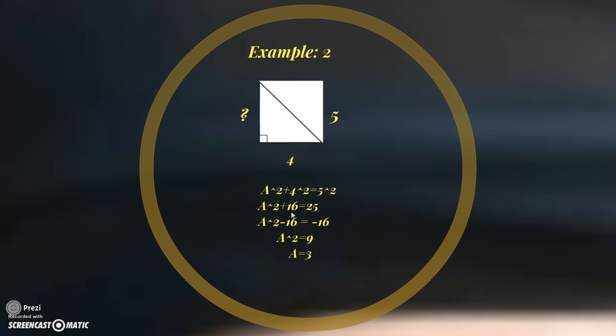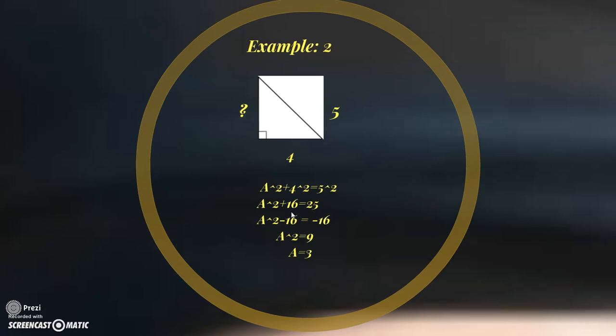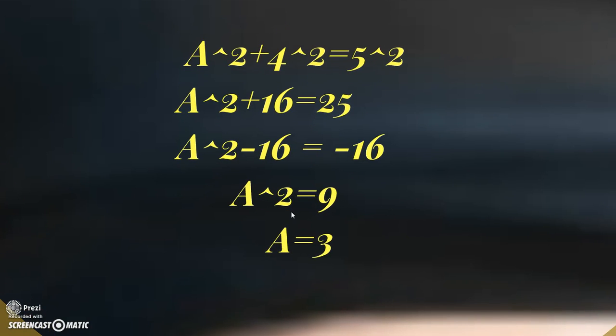Okay, for this example, we're going to be trying to find leg a. The equation is a squared plus 4 squared equals 5 squared. a squared plus 16 equals 25. Then subtract 16 on both sides, and you get a squared equals 9. When you take the square root, a equals 3.